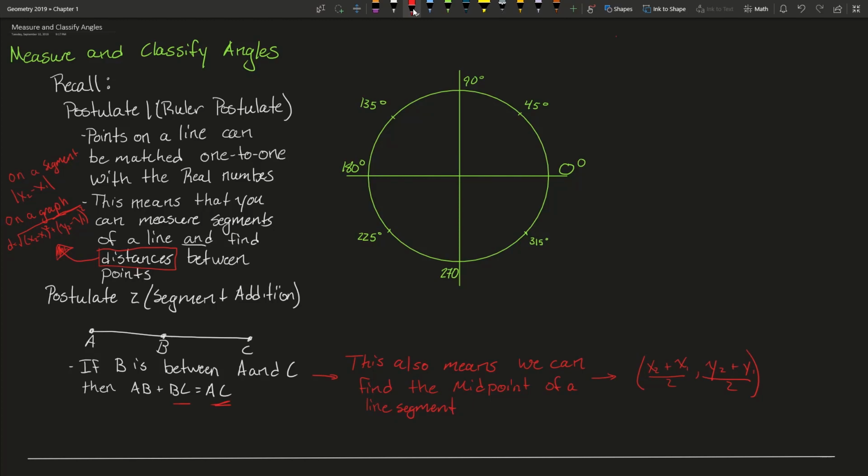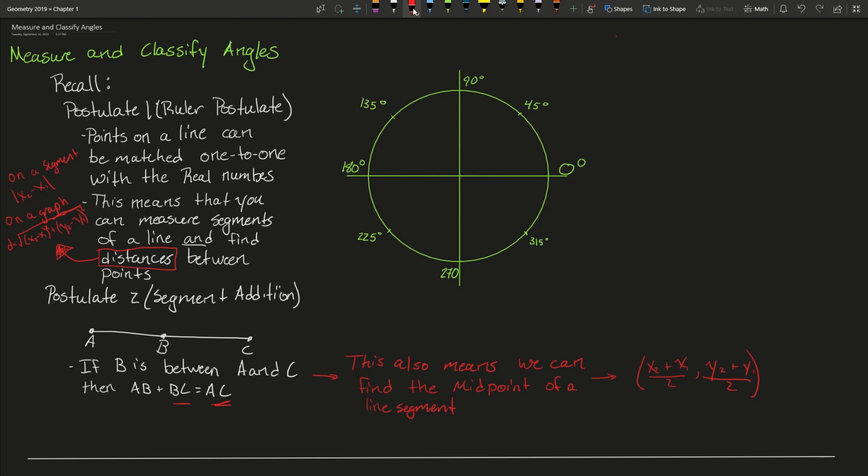In this video, I will be talking about measuring and classifying angles. Before we get there, I want you to recall two things. The first is the ruler postulate. This says that points on a line can be matched one-to-one with the real numbers, basically meaning that we can measure segments of a line and find distances between points.